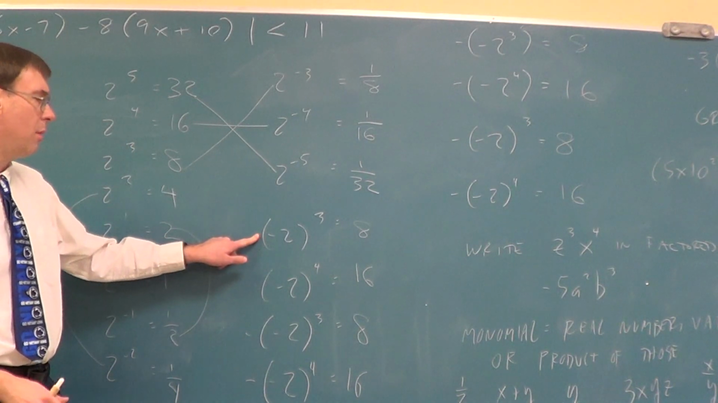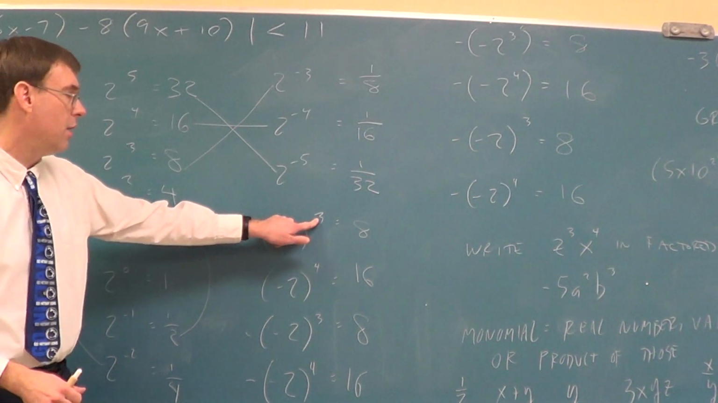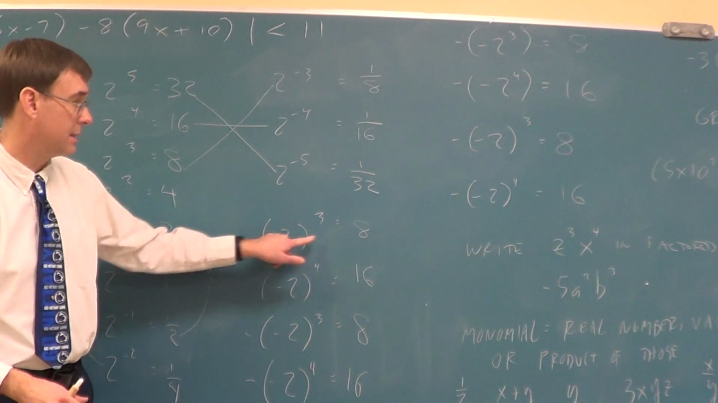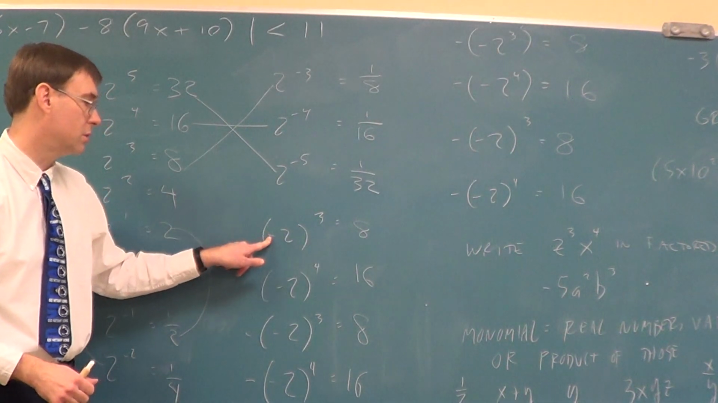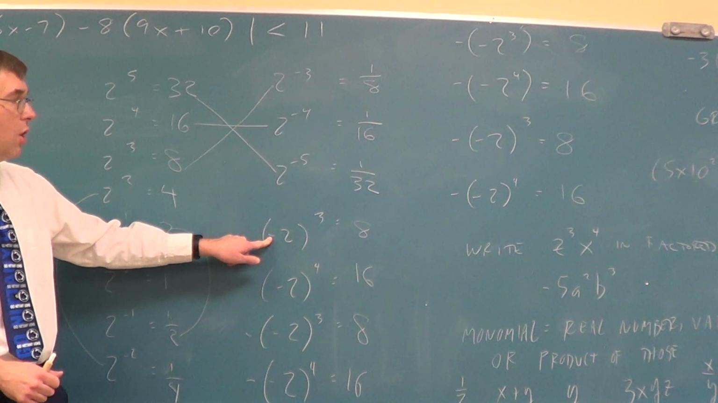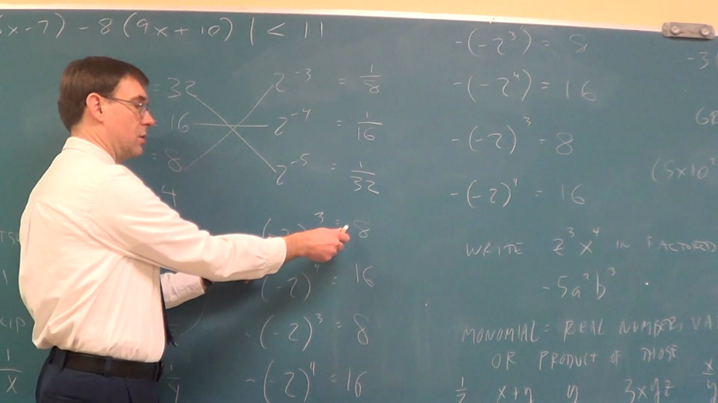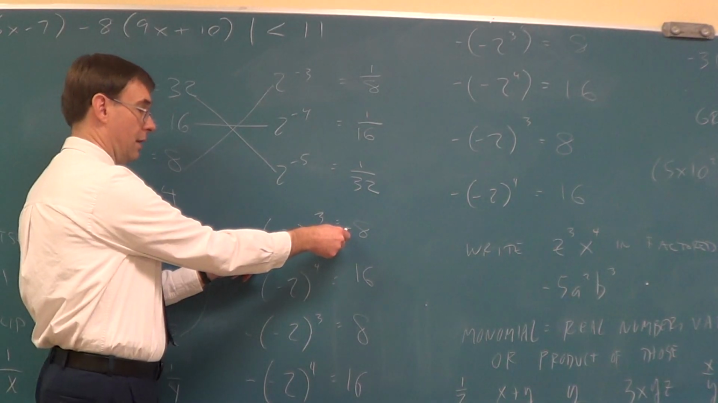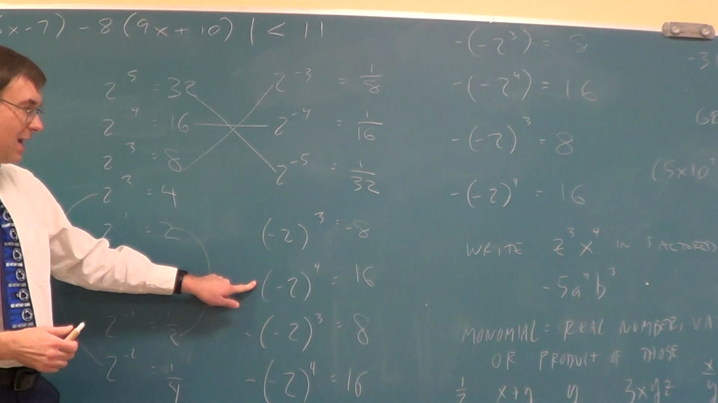So if I write the problem this way, the 3 goes with this. That's how we got the 8. The 3 also is trying to get with negative. So there's an odd amount of negatives on this one. So this would be negative. How many negatives does this one have?